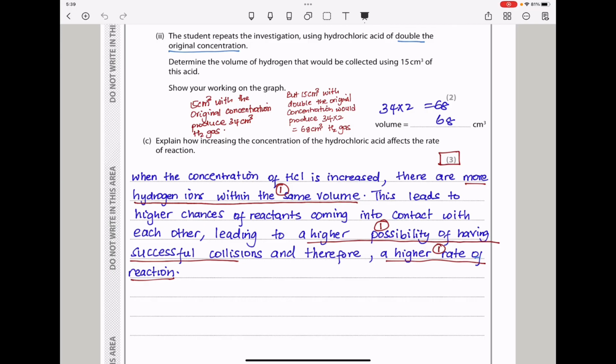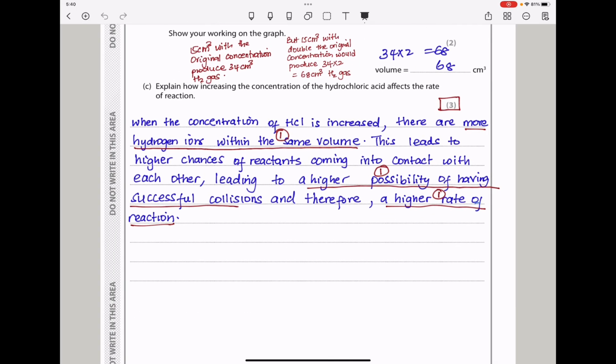So I said, when the concentration of hydrochloric acid is increased, there are more hydrogen ions within the same volume, and this leads to higher chances of reactants coming into contact with each other, leading to a higher possibility of having successful collisions. Therefore, a higher rate of reaction will occur. Moving on.